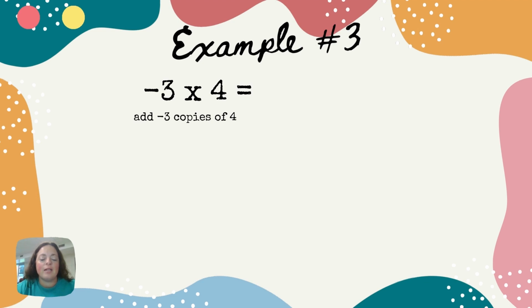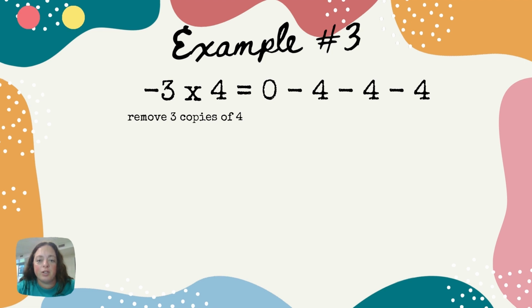Example number 3, negative 3 times 4. We know that multiplication is repeated addition, so this means we would add negative 3 copies of 4. But we know that adding a negative is like subtracting. So instead of adding negative 3 copies, we can instead remove 3 copies of 4. The repeated addition, or in this case, subtraction, would look like this. Start with 0, and then subtract 4, minus 4, minus 4. But how are we going to remove 4 counters from 0?